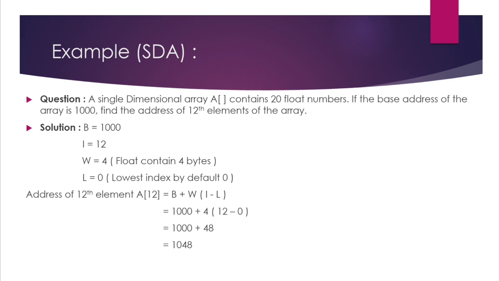The array is a float data type, that's why the width is 4. The lowest index is not given, that's why by default we have 0. We have to put all these things in our formula. I am going to find the 12th element's address. In the formula, I put the base address in place of base: 1000. W means 4, I means 12, L means 0. Then I find the location and I get 1048 as the answer.